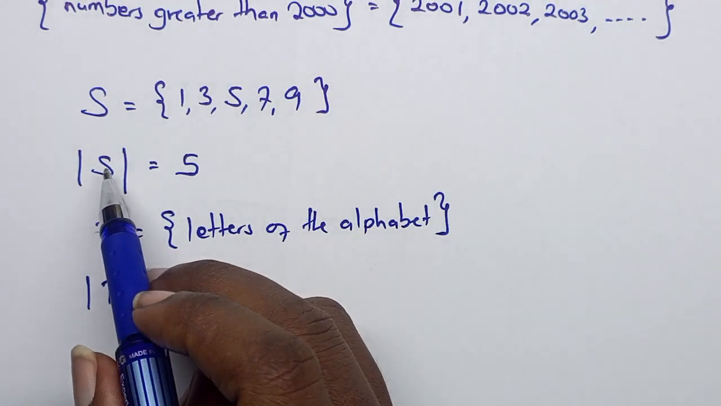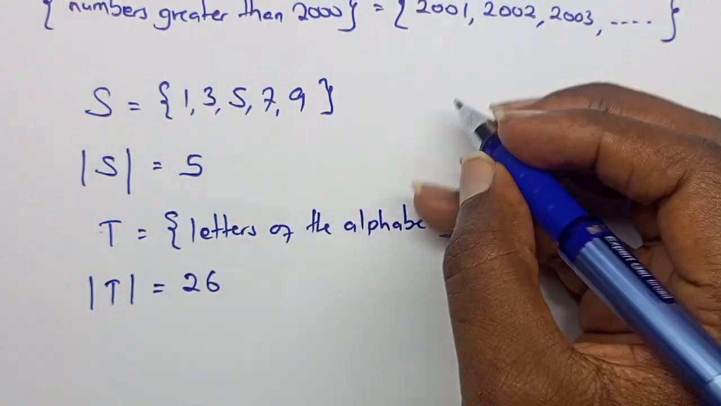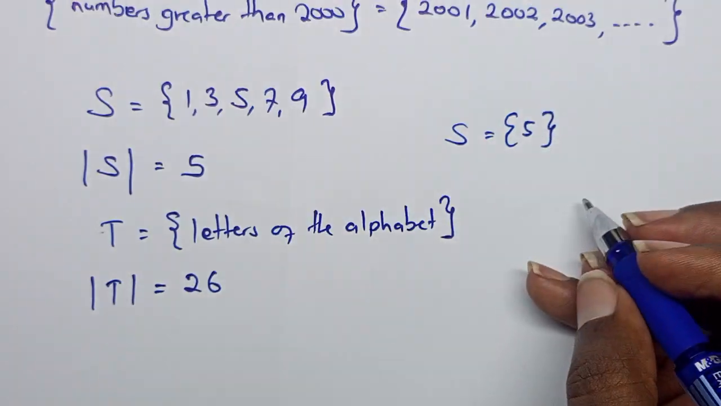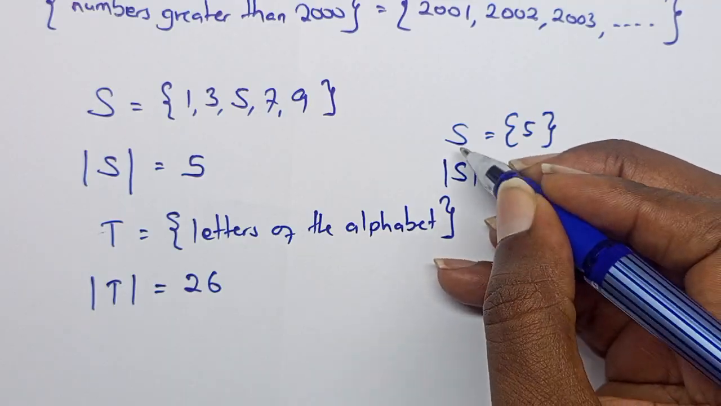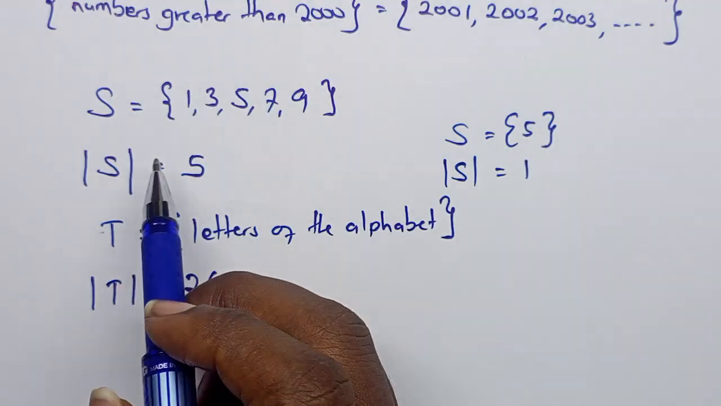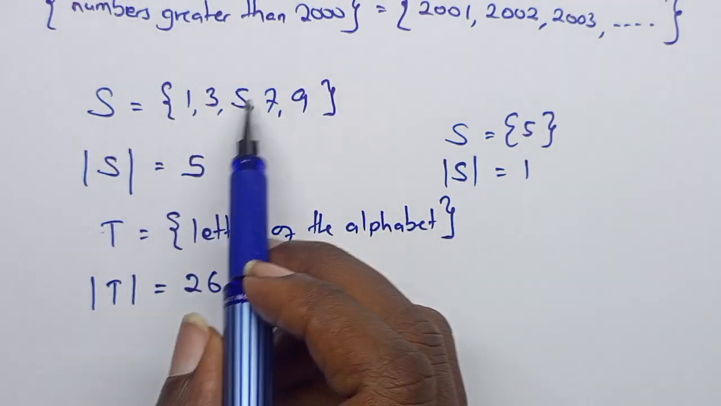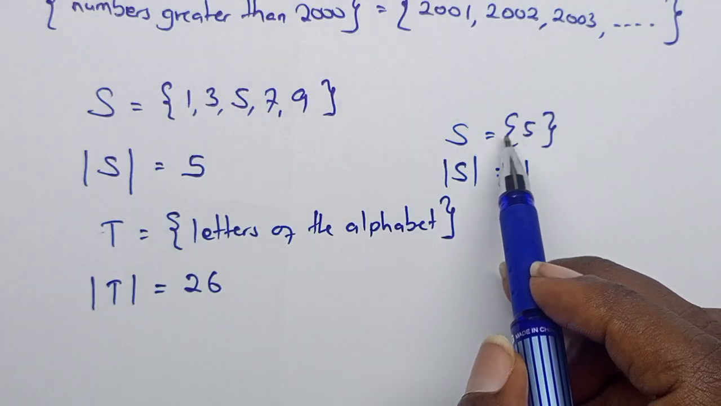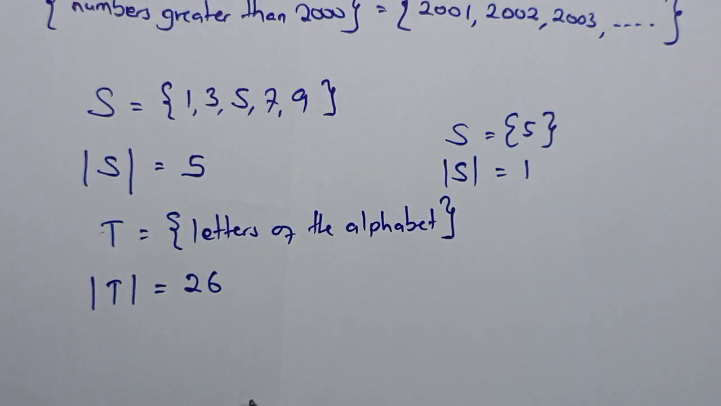Now you have to be careful. This being equal to 5 is not the same as saying S has a member 5. This is different from this. For this one here, the number of elements of this set will be 1, because it has only one element, which is 5. Here, the number of elements in this set is 5. The number of elements in this set is 1, although that element is 5. So you have to be careful with that also.